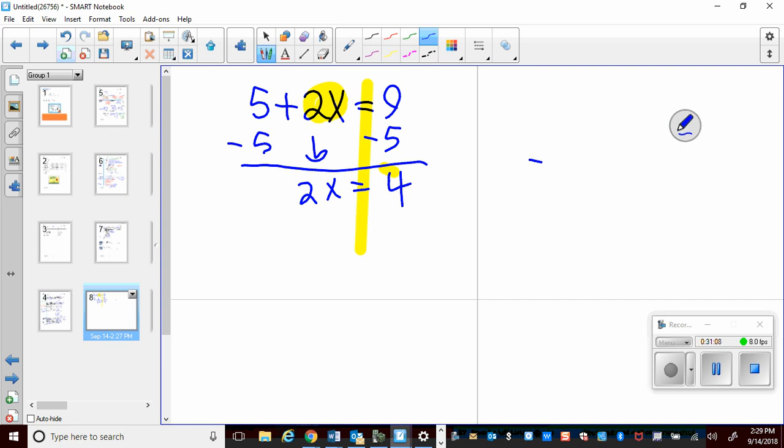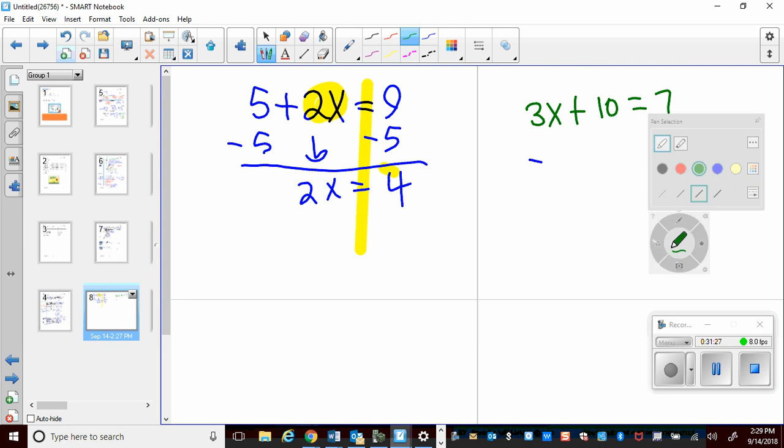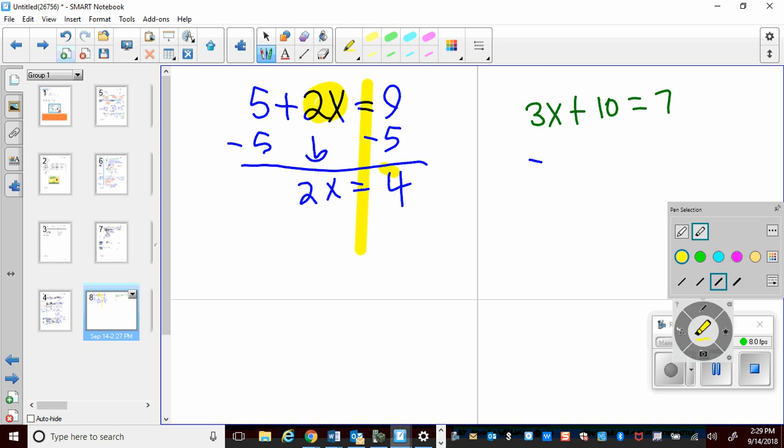Alright, so I'm rewriting the problem. I have 3x plus 10 equals 7. What should I highlight? 3x. I should highlight the x term. It's not doing anything at first. But what do you do first? Draw the line down the middle. I forgot to do that. Then move the 10 over.